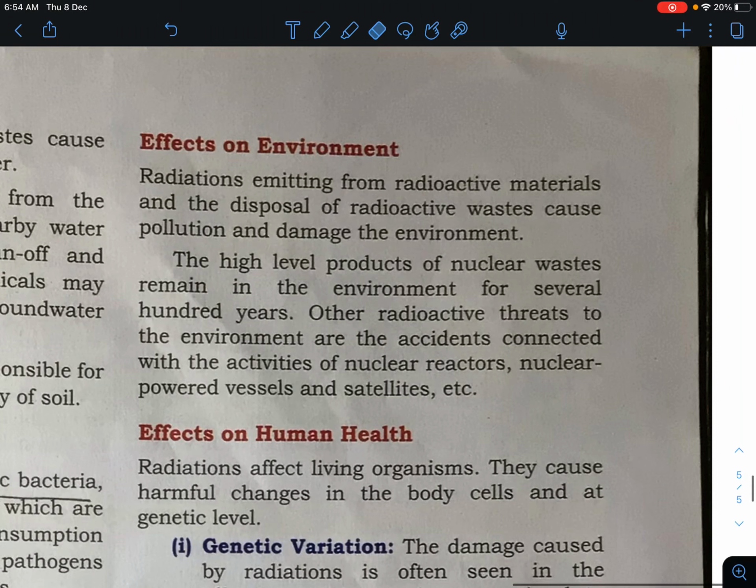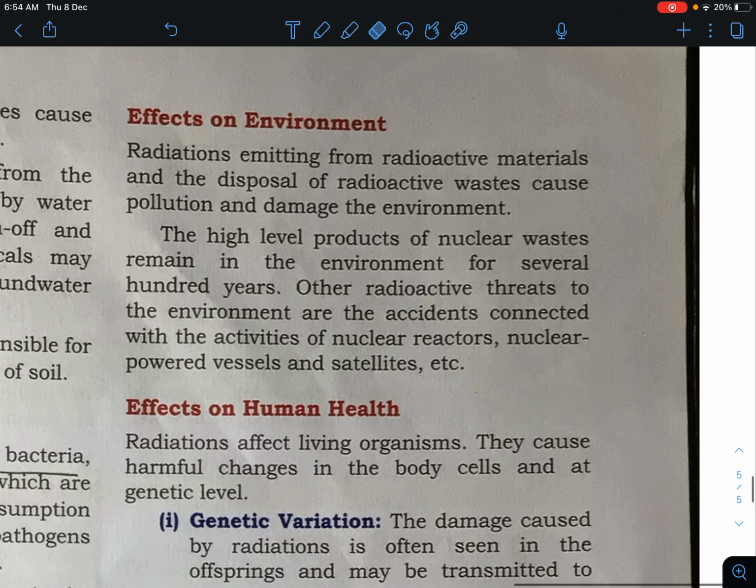Effects on the environment. Radiation emitted from radioactive materials and the disposal of radioactive waste cause pollution and damage the environment. So what are the effects of radioactivity? The radiation emitted from the radioactive materials is going to affect or pollute the environment. The high-level products of nuclear waste remain in the atmosphere for several hundred years.